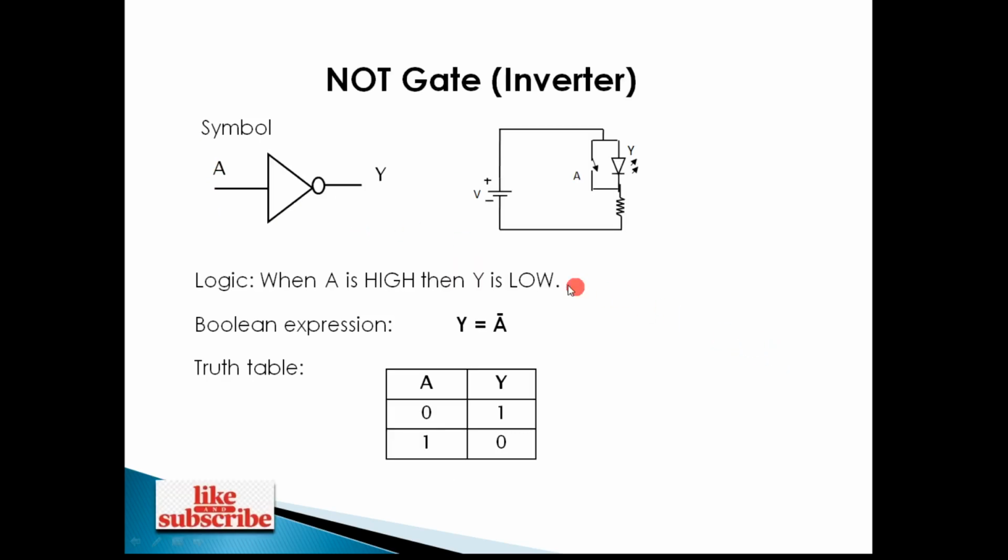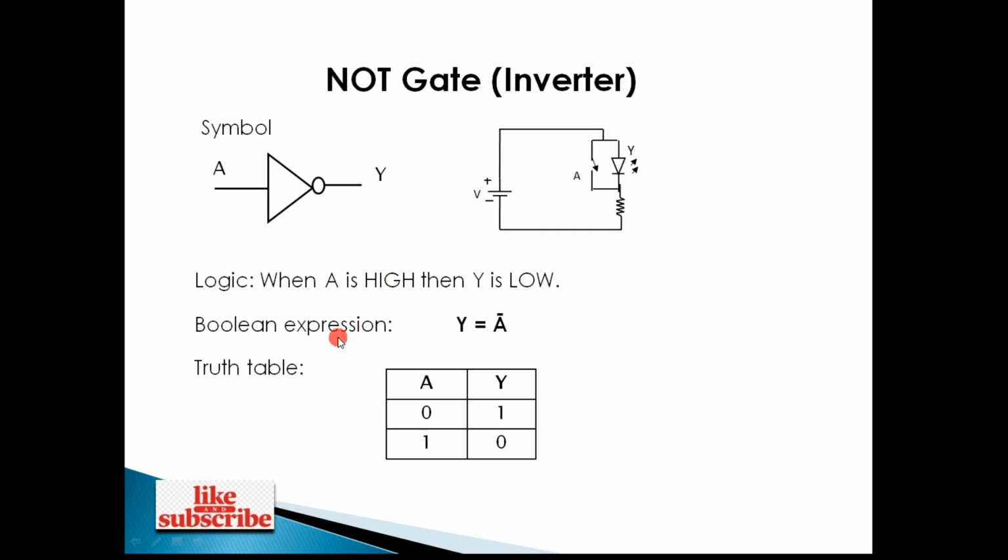Let us move forward to the next basic gate, that is NOT gate. NOT gate is also called an inverter because it performs inversion operation. This is the circuit symbol of NOT gate. The bubble indicates inversion. What is the logic? The logic of NOT gate is when A is high, then Y is low. There is only one input. NOT gate is a single input gate. It cannot have multiple inputs. So only one input is there, and when that input is high, then Y is low. That means the input is getting inverted.